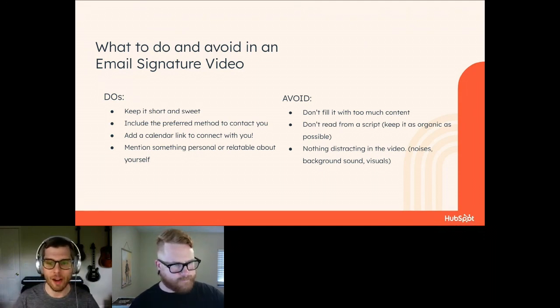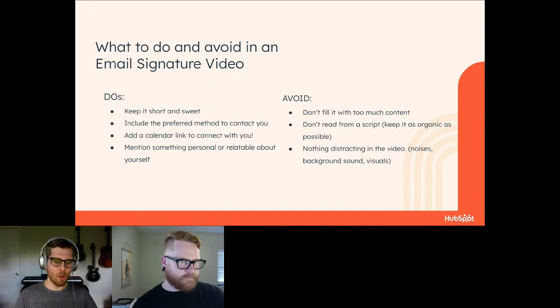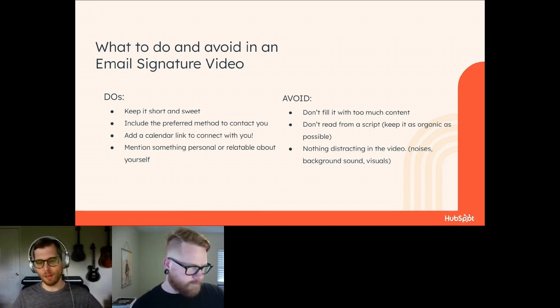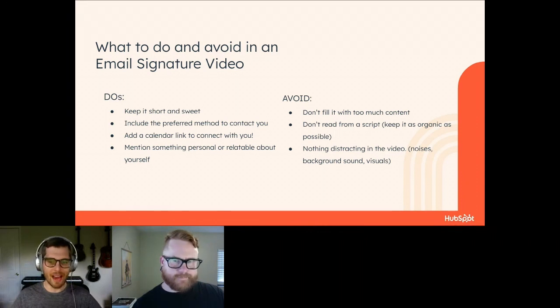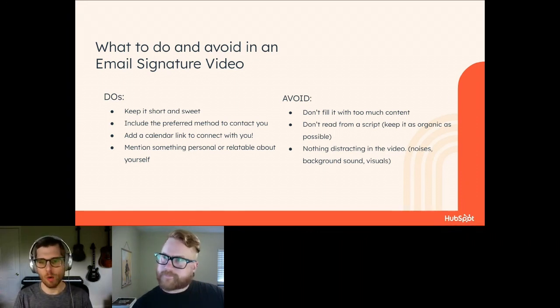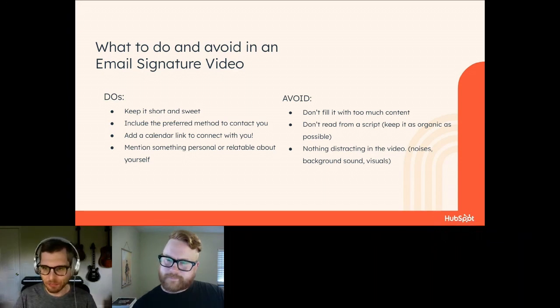Like we just talked about, include that preferred method to contact you, going as far as adding a calendar link to connect with you, and then mention something personable or relatable about yourself. That kind of just breaks the ice. It doesn't seem like it's so monotonous and boring. And hi, my name's blah, blah, blah. I work for blah, blah, blah. Obviously you can say that. But if you just want to add a personal touch, mentioning something personable or relatable is always nice. Things you want to avoid in an email signature.